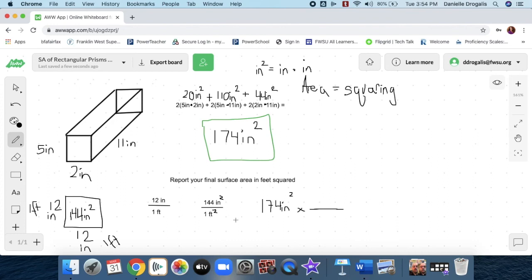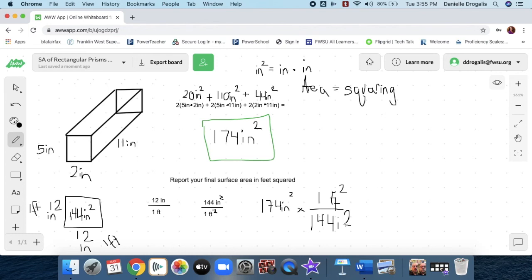Because some of you might be asking, okay, I've got 174 square inches. I have this conversion factor. Am I multiplying or dividing these two numbers? Well, this way can show you. So remember I said this could flip, and I want it to flip. I want to write 1 foot squared over 144 inches squared.